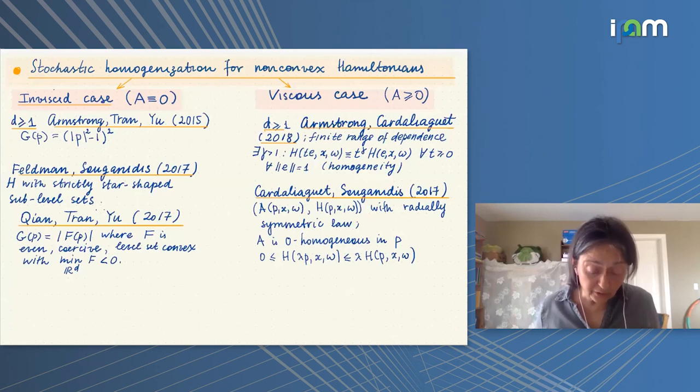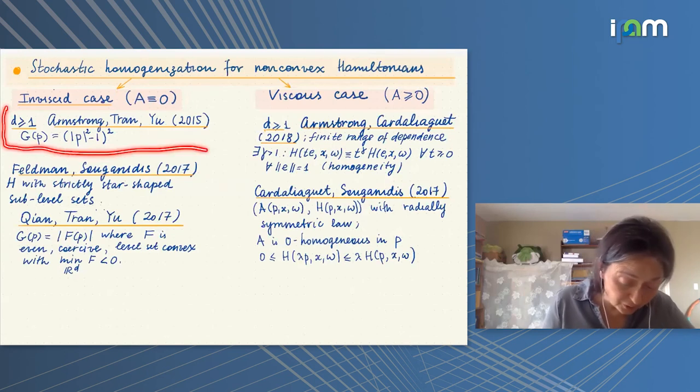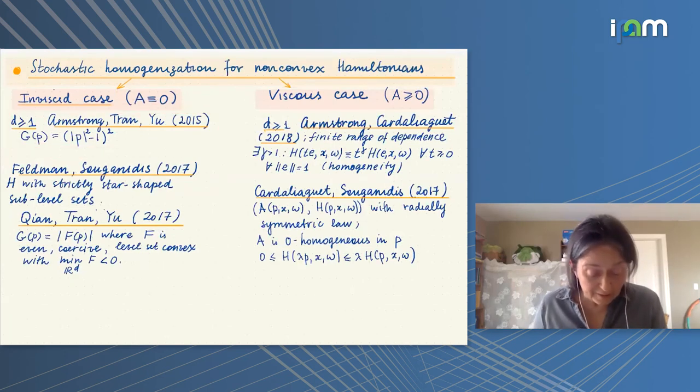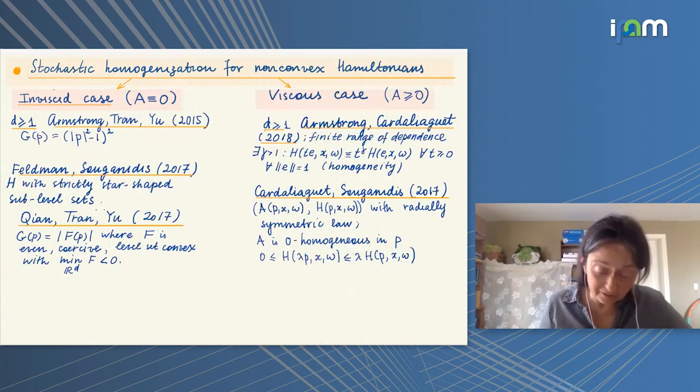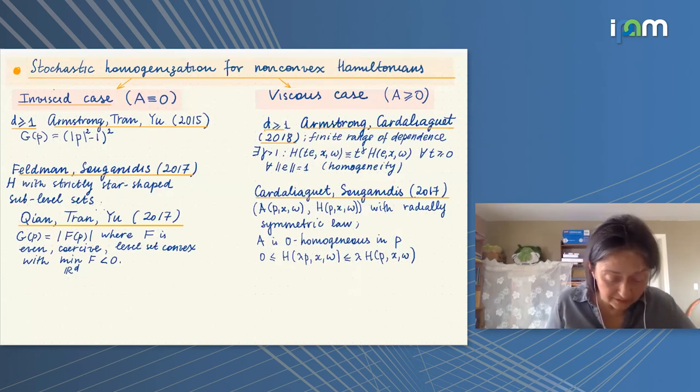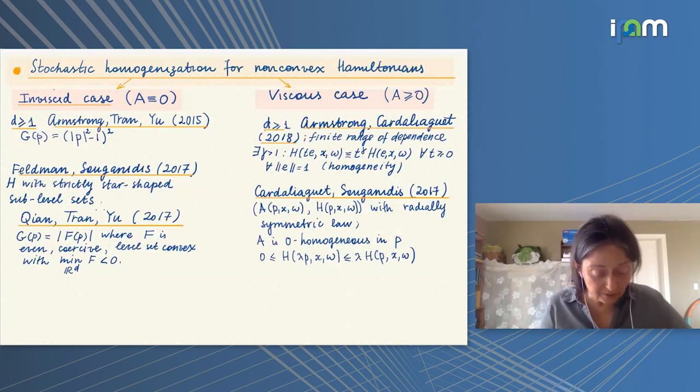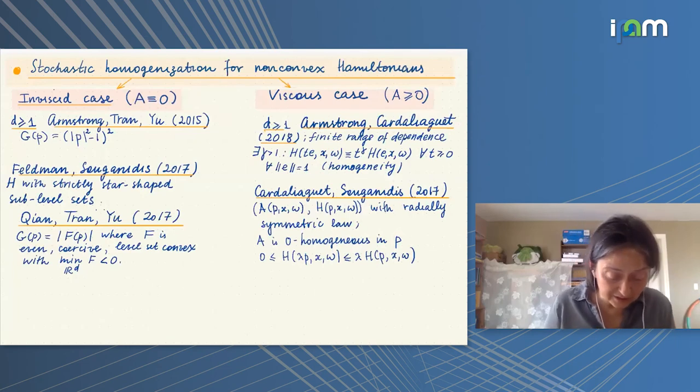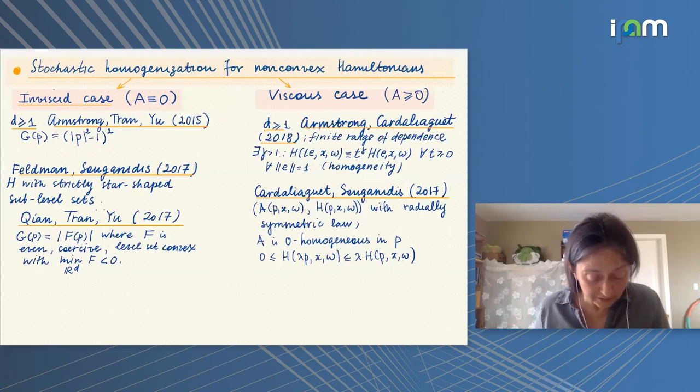So going to multidimensional examples, the very first example I'm aware of in the inviscid case, I remember this example very well. It came a bit earlier than 2015, probably the paper came in 2013, and I read it the day I saw the paper. The Hamiltonian is a double well Hamiltonian. For this setting, Armstrong, Tran, and Yu proved that homogenization occurs. And the pictures I drew today, if you rotate them radially, you get the idea about the effective Hamiltonian.